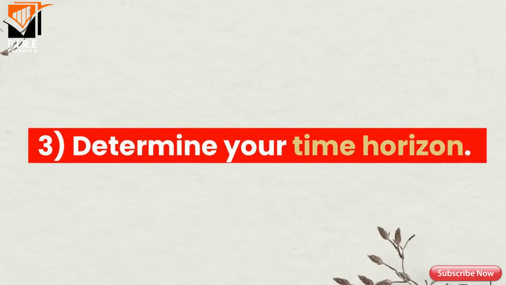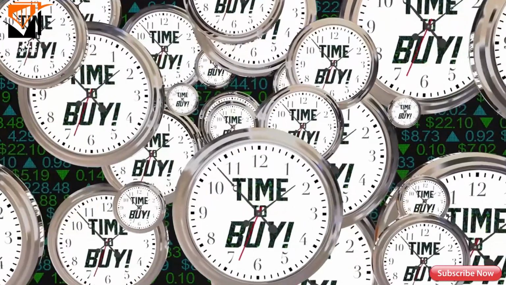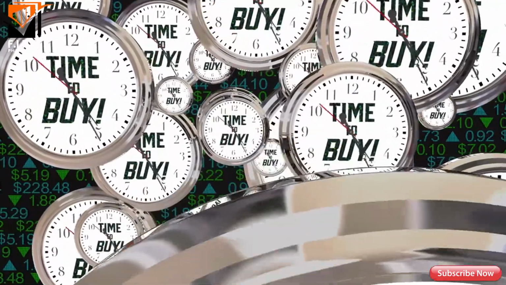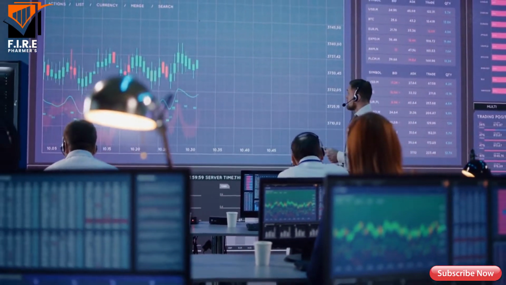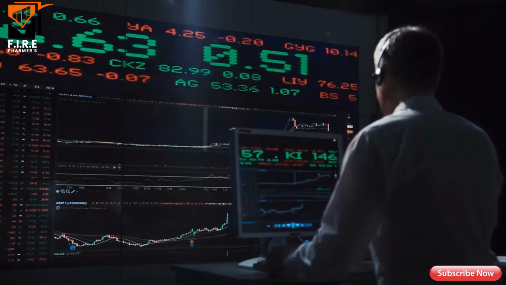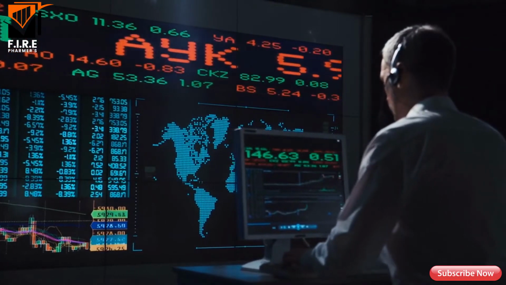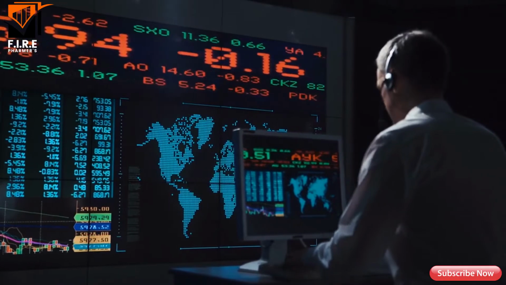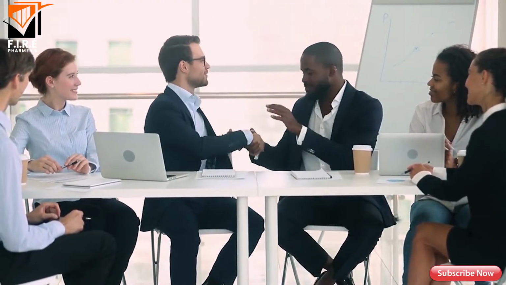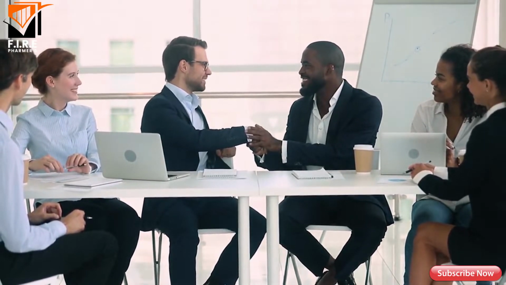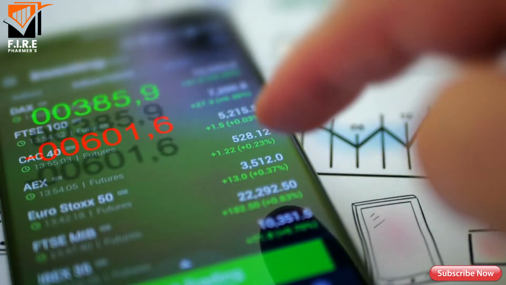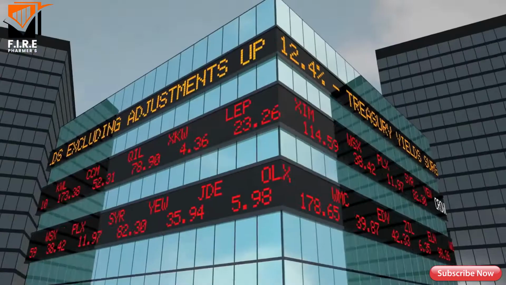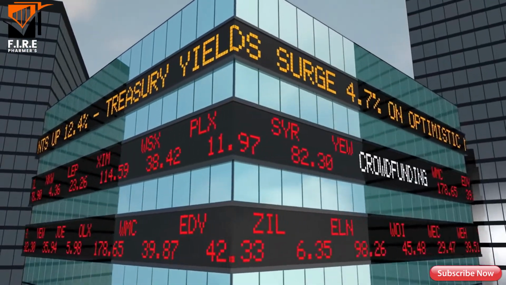3. Determine your time horizon. When you're looking at your financial goals, it's important to think about how long you plan to invest. When it comes to investing, there are 3 types of investors: short-term, mid-term, and long-term. Short-term investors are those who need to see a return on their investment within a short period of time, usually a year or less. Mid-term investors are those who need to see a return on their investment within a longer period of time, usually between 1 and 5 years. Long-term investors are those who need to see a return on their investment over a longer period of time, usually more than 5 years. There are pros and cons to each type of investor.